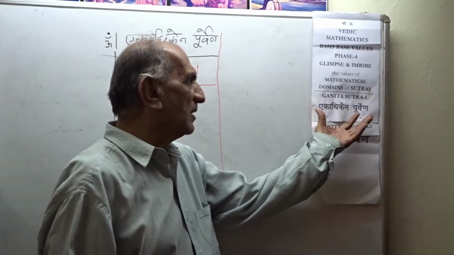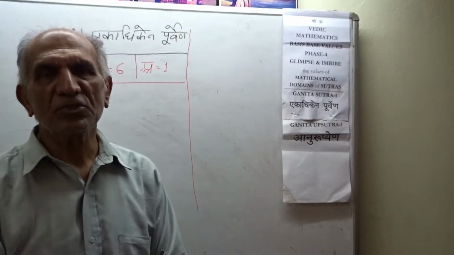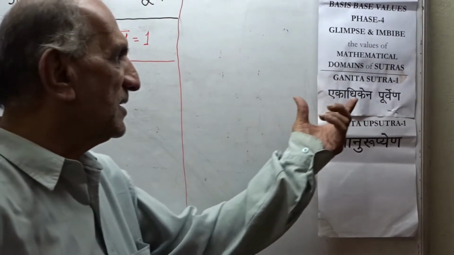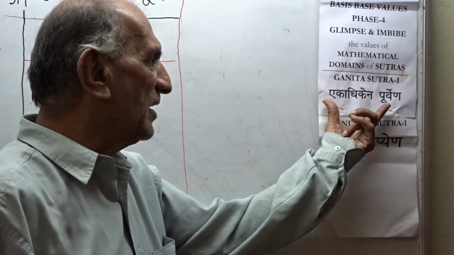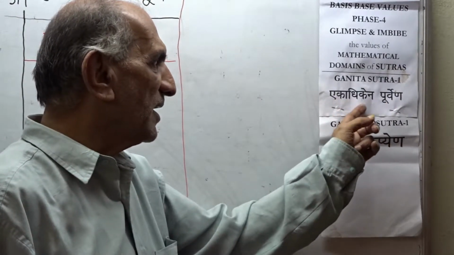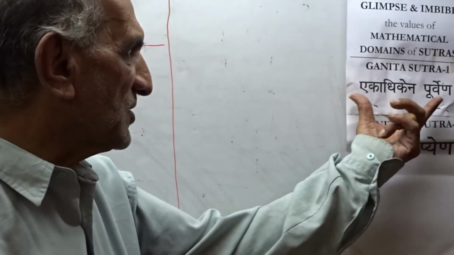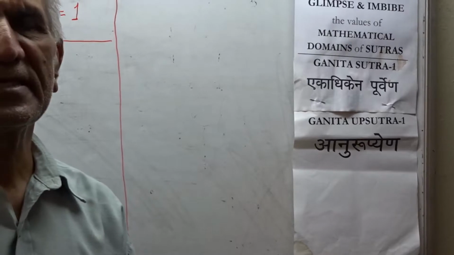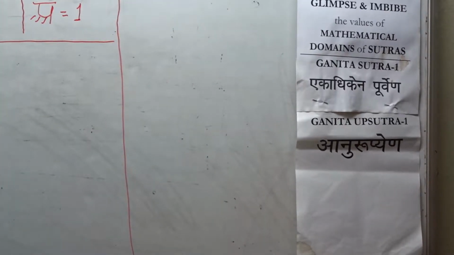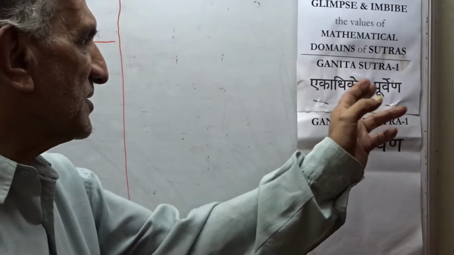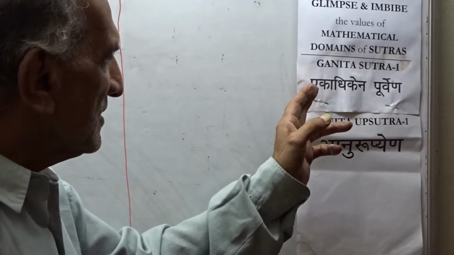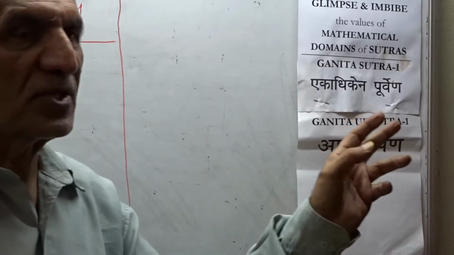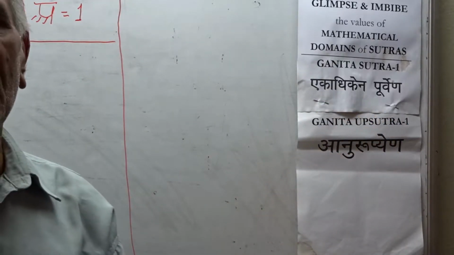Ganita Sutra 1, Ekadhiken Purve, is the source sutra. It is the source sutra as the 16 letters are availed for composition of the text. Ekadhiken Purve, the text of Ganita Sutra 1, preserves the structural keys of the Ganita Sutras. The 16 letters as reservoirs, as preservers of the structural keys, is the first thing which we have to keep in mind.